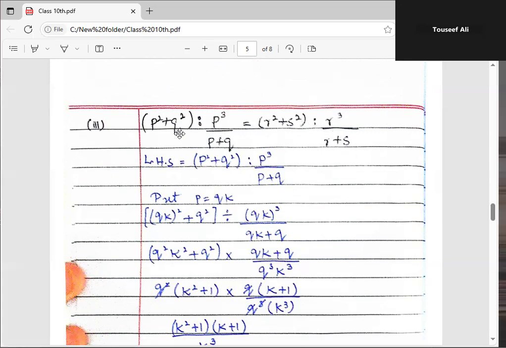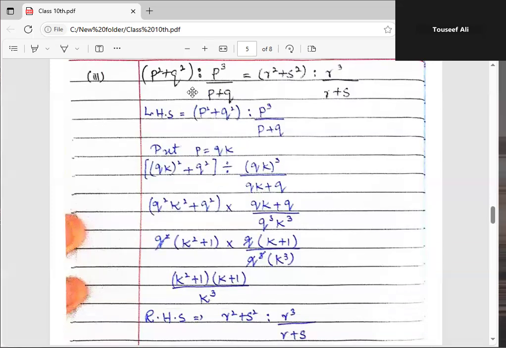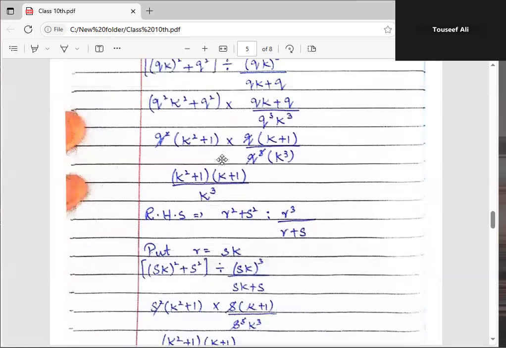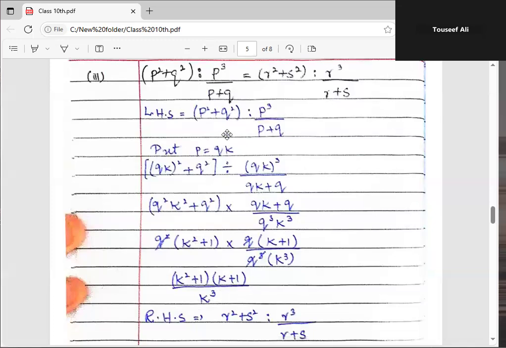We have to show that the left hand side and right hand side are equal to each other. First I consider the left hand side, which is (p square plus q square) ratio p cube divided by (p plus q). In this we have already found, by using the k method, that p equals qk and r equals sk. So in place of p, I replace qk in the left hand side.